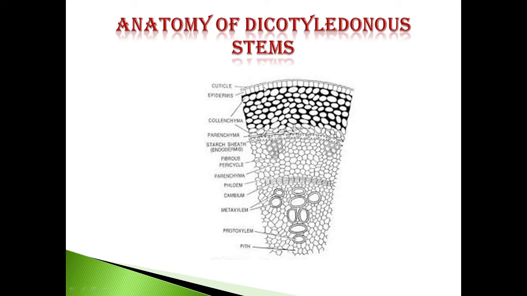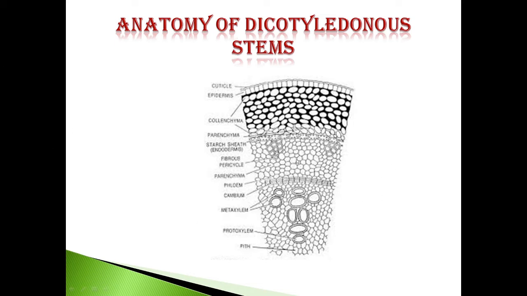and it is the outermost layer of the stem. It consists of stomata and produces various types of trichomes. The outer cell walls are generally thickened and heavily cuticularized. The epidermal cells are compactly arranged and do not possess any intercellular spaces between them.